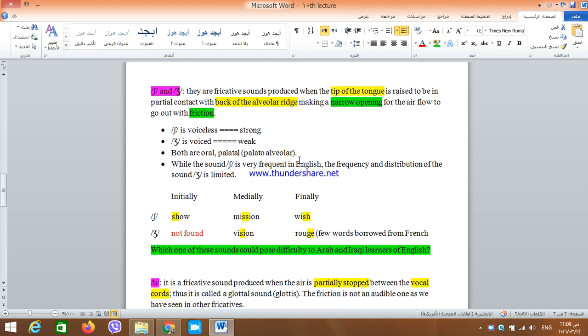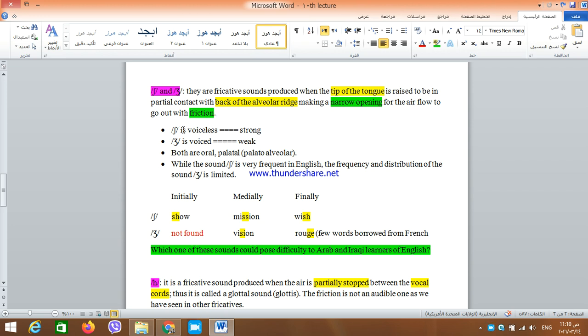Now, the other pair of fricative sounds is sh and je. They are fricative sounds produced when the tip of the tongue is raised to be in partial contact with the back of the alveolar ridge, making a narrow opening for the air flow to go out with friction. So again, we have a narrow opening, but this time it's between the tip of the tongue and the back of the alveolar ridge, or more exactly, the tip of the tongue with the area behind, at the end of the alveolar ridge and the beginning of the hard palate.